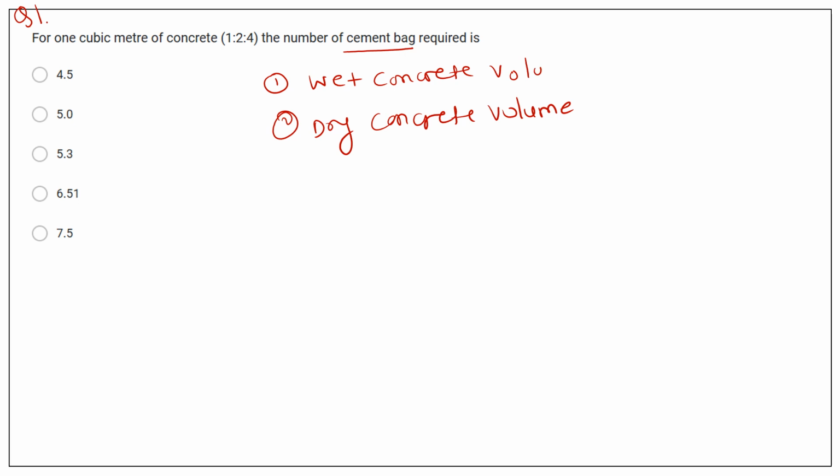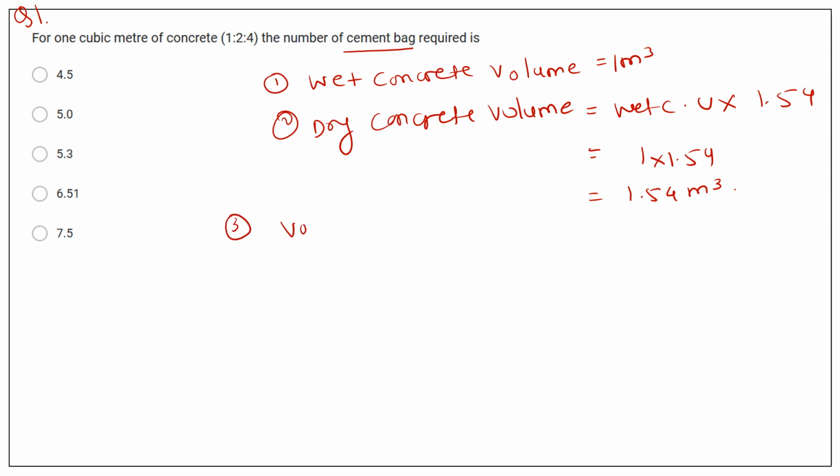So here the volume of wet concrete is 1 meter cube and dry concrete volume is wet concrete volume into 1.54. So here the dry concrete volume is 1 into 1.54, which is equal to 1.54 meter cube. To calculate the cement bags, first we need the volume of cement required. So the third step is volume of cement required.